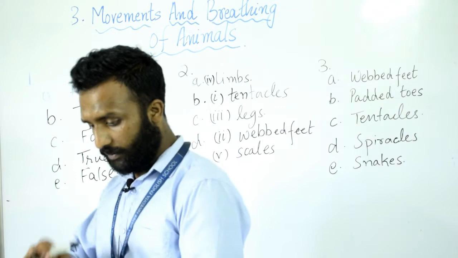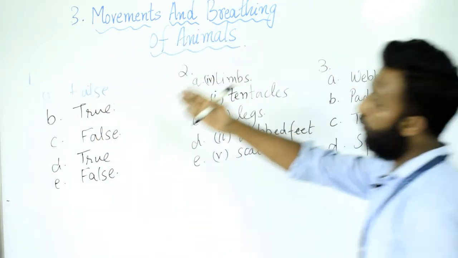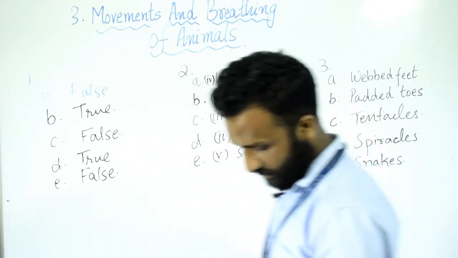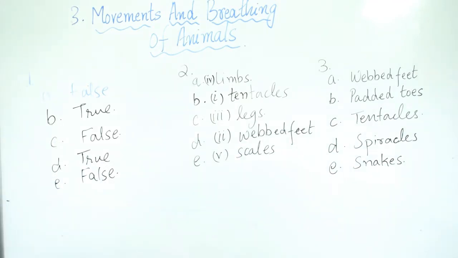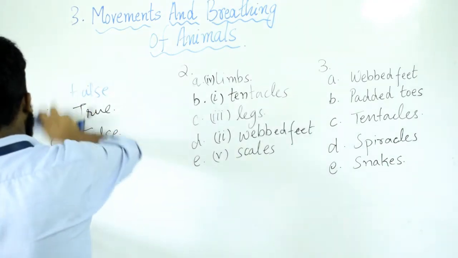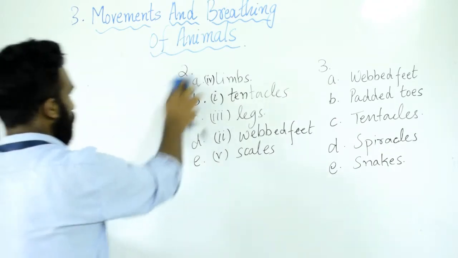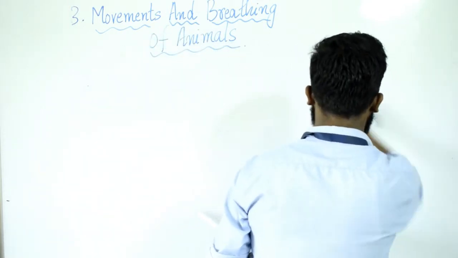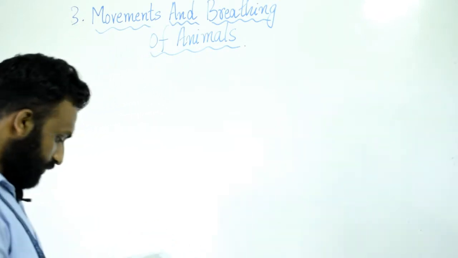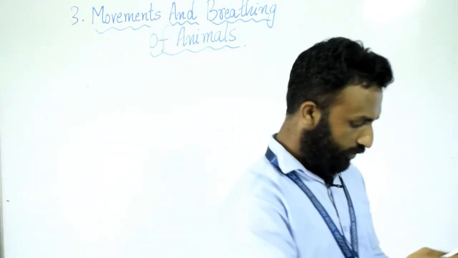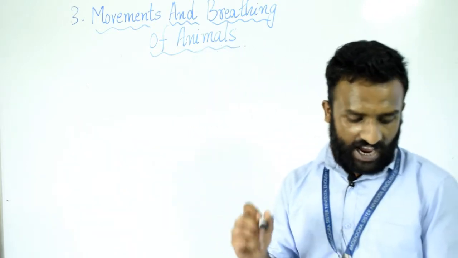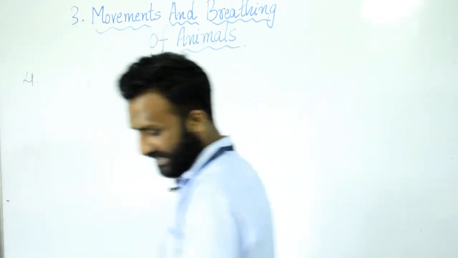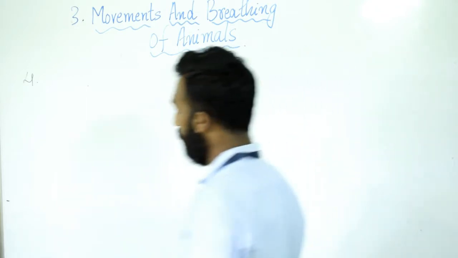Okay. So this is how we have completed the objective type questions of 1, 2 and 3, true and false, match the column and one word answer. Now let's do the subjective type questions. The first question we have, question number 4, describe the limbs of a land animal. So I am writing the answer for you.